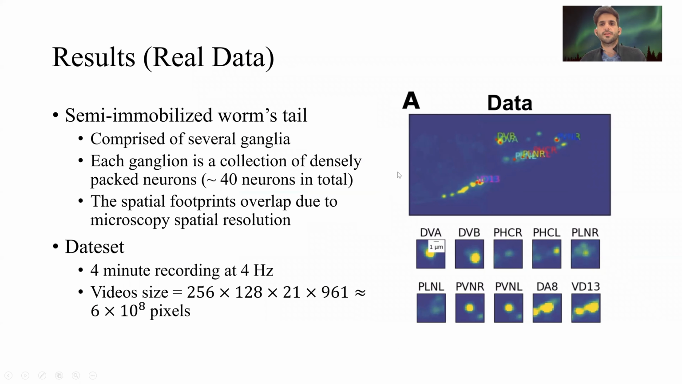Moreover, we studied the utility of our method in real data. Here I'm showing one time frame of the videos, which is max projected in the Z dimension. This is a video of a semi-immobilized worm's tail, and it has around 40 neurons. As you can see in the zoomed in videos, there's a high spatial overlap between the cells. The data set is pretty large, so a 4-minute recording is around 600 million pixels.